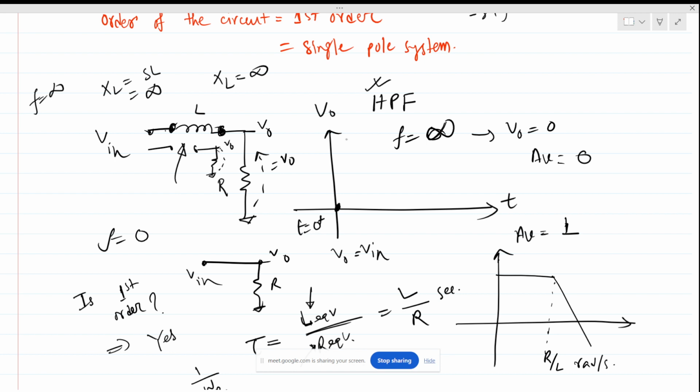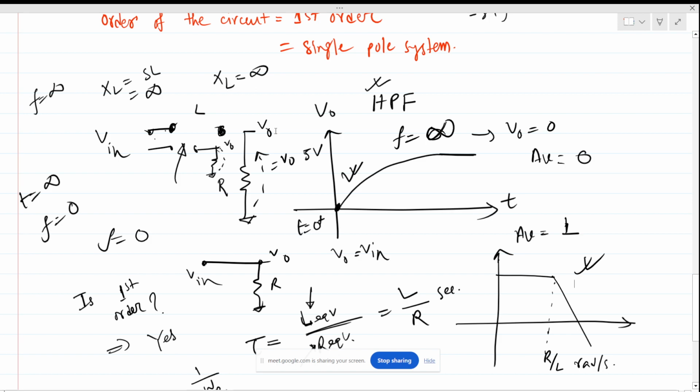And at t equals infinity, our frequency becomes 0, which means this is short circuited. So V out becomes V in. Let's say this is V in, a step of 5 volt. And the behavior, we all know, will be exponential. So this is the time domain behavior. This is a very basic circuit, and this is the frequency domain analysis.